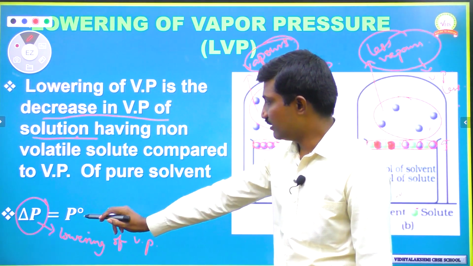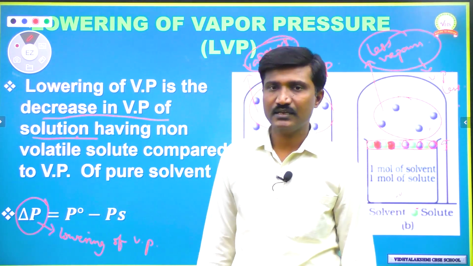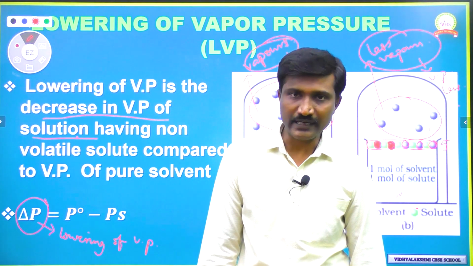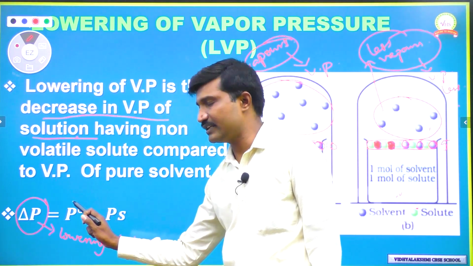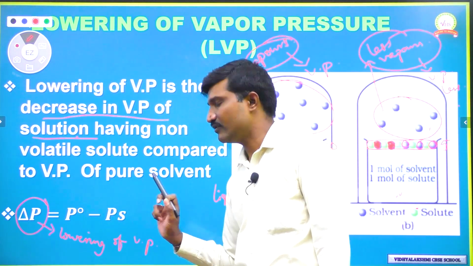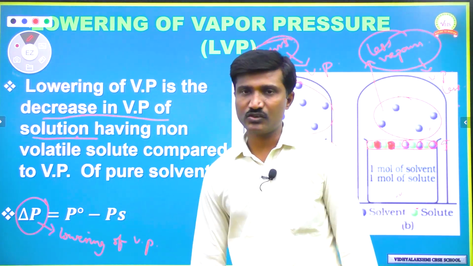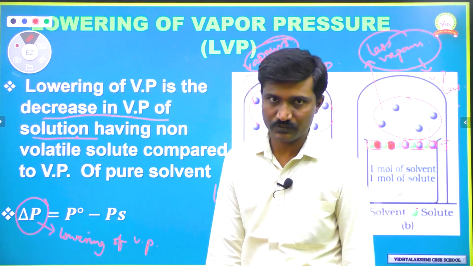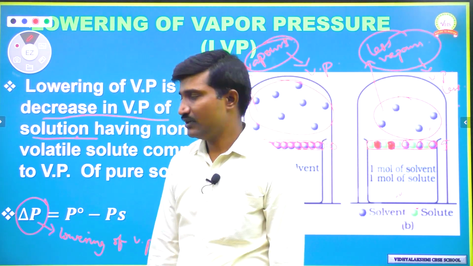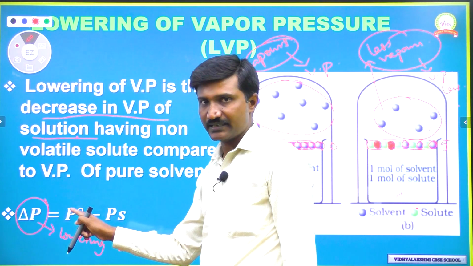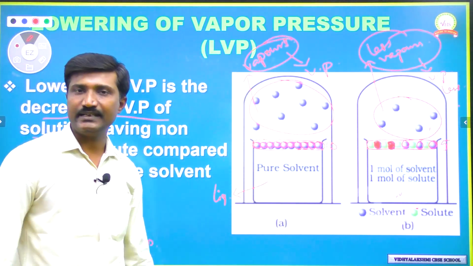So how do we write delta P? P naught minus Ps. That is more value minus less value. Vapor pressure of pure solvent is more and vapor pressure of solution is less. So is the overall value positive or negative? Positive. That means however much it decreases, that much we have to subtract, and that value is how much the vapor pressure decreases.